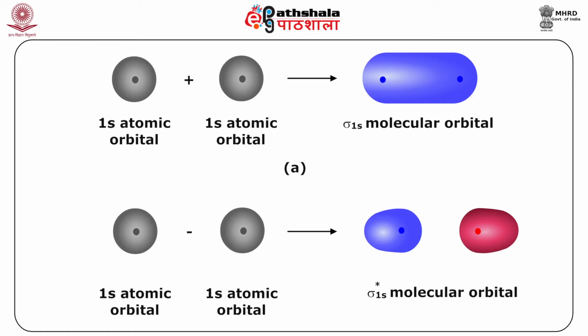Bonding molecular orbitals display a buildup of electron density between the two nuclei. Likewise, we can see the formation of the sigma anti-bonding orbital, which is generated by the mixing of two different-phase atomic orbitals. Antibonding molecular orbitals result in low electron density between the two nuclei.